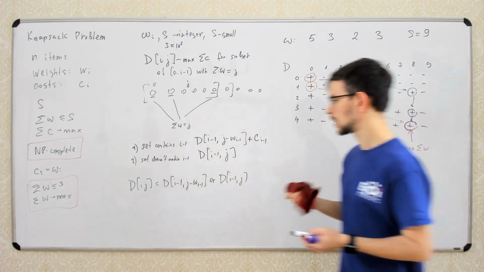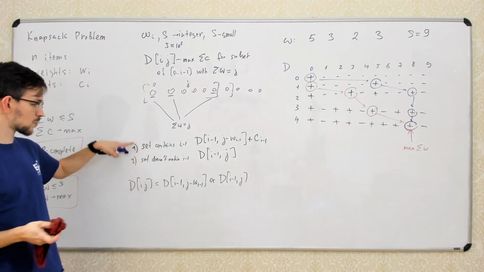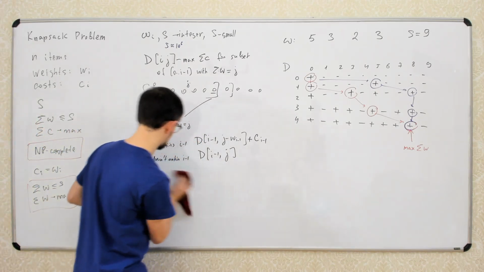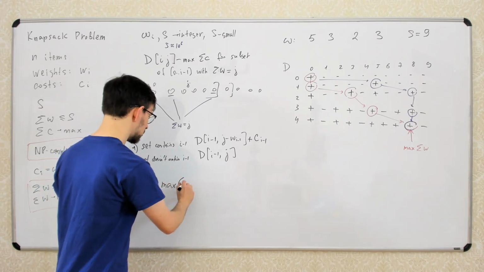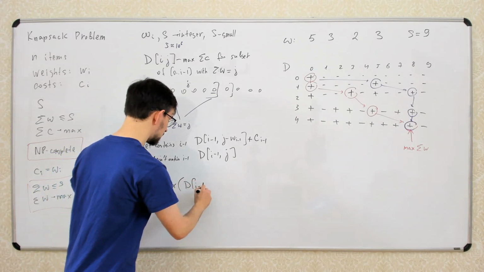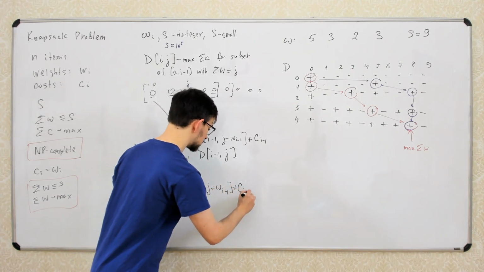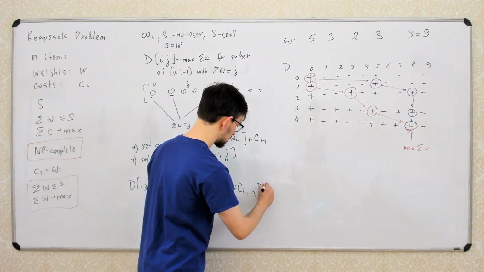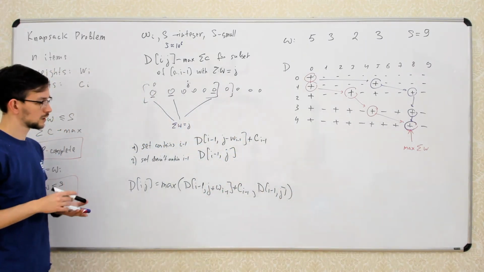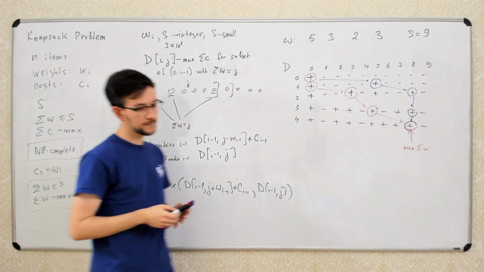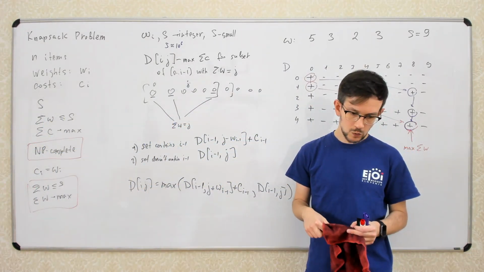Like this. So now we just take the maximum of these two values. Let's write this. Maximum of d[i-1][j - weight[i-1]] + c[i-1] and d[i-1][j]. Something like that. Cool.